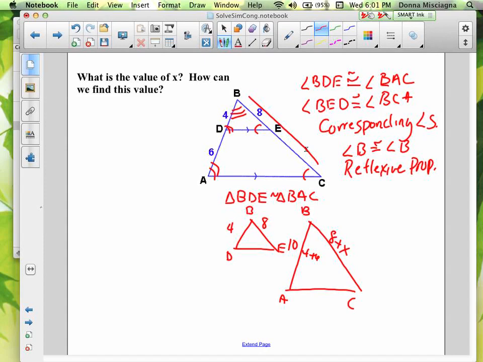I have a tendency to put whatever I'm looking for right in the first spot because I want to make sure I include that. So I'm going to use measures from triangle BAC in the numerator. So triangle BAC is going to be in the numerator and triangle BDE will be in the denominator. Okay, so BC corresponds with BE.